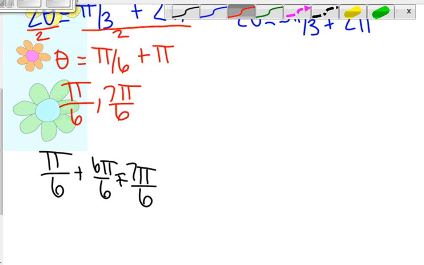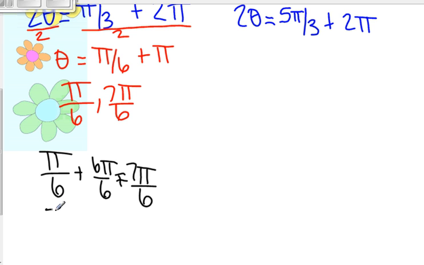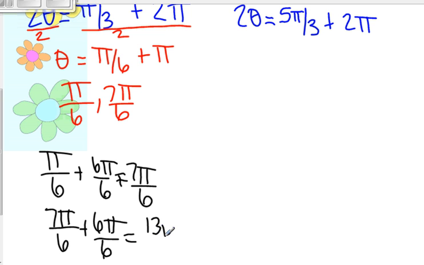And then we're going to take it again. We add to our new value, 7 pi over 6, another 6 pi over 6. So when we take 7 pi over 6 and add 6 pi over 6, we get 13 pi over 6. Now remember, 2 pi would have been 12 pi over 6. So now we're greater than 12 pi over 6, so we don't need that value. We found the 2 that go with that angle.